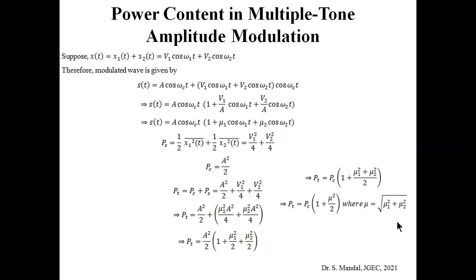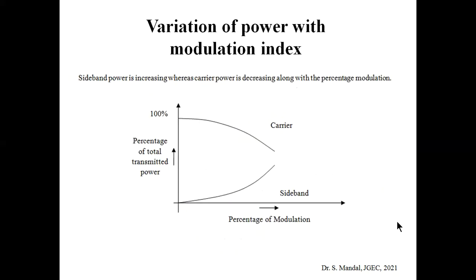If you use a 3, 4 or 5 frequency signal, in that case mu square will become mu1 square plus mu2 square plus mu3 square plus mu4 square plus mu5 square. Clear? So it is very important for the derivation as well as the numerical problems.